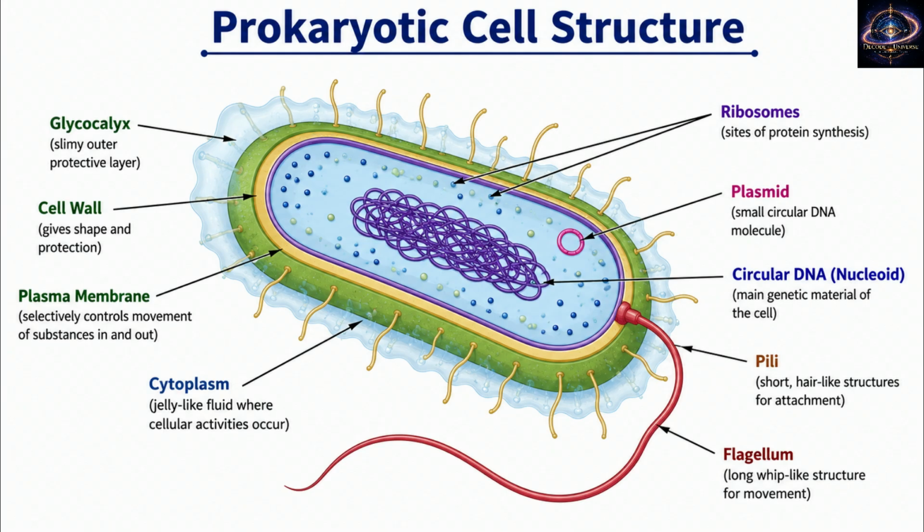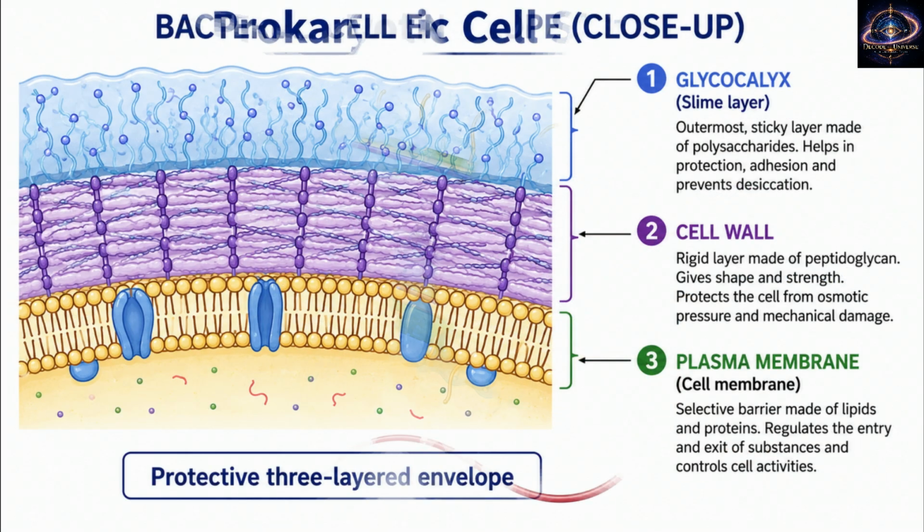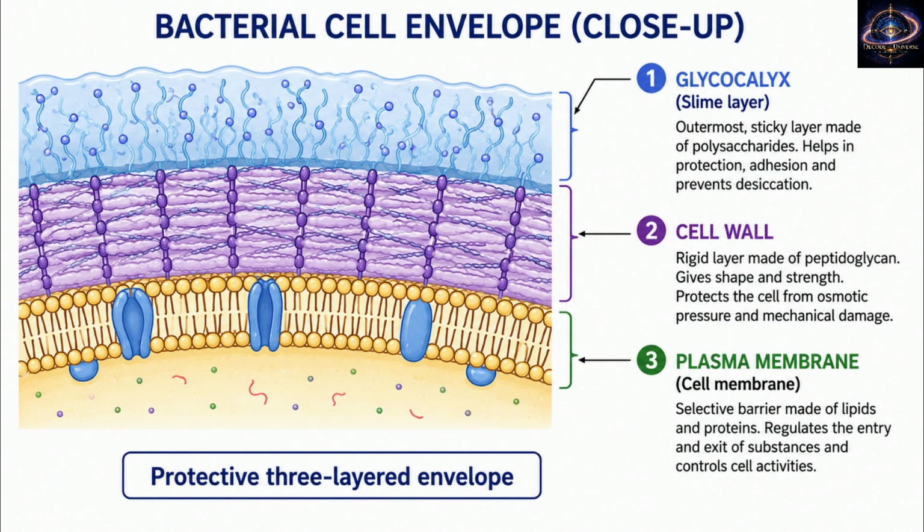Transport across membrane. 1. Passive transport, no energy required. 2. Active transport, energy required. Diffusion. Movement of molecules from higher concentration to lower concentration. Osmosis. Movement of water through a selectively permeable membrane. Active transport. Movement from lower concentration to higher concentration using ATP. Example, sodium-potassium pump.